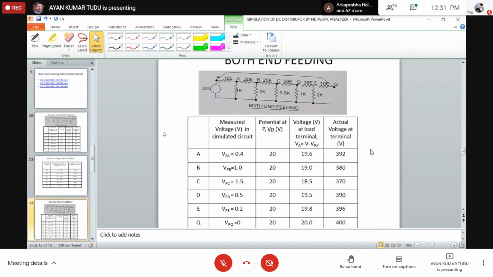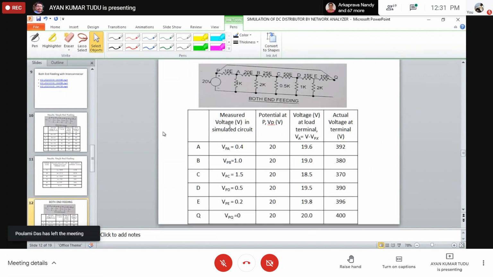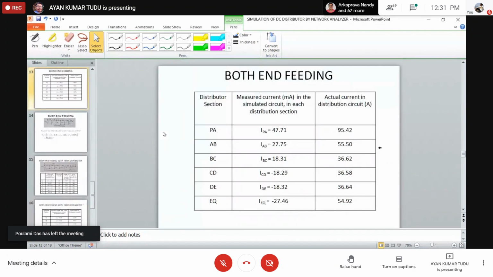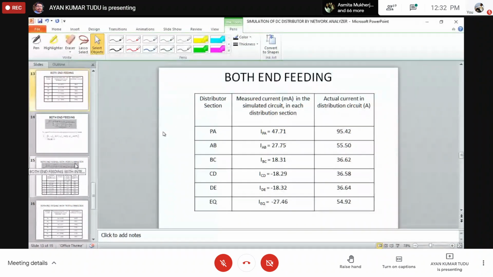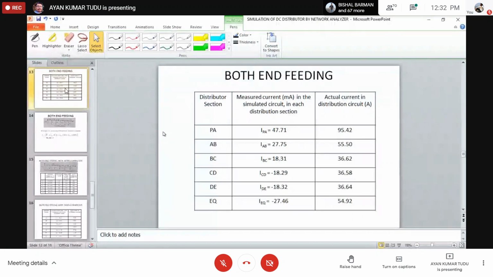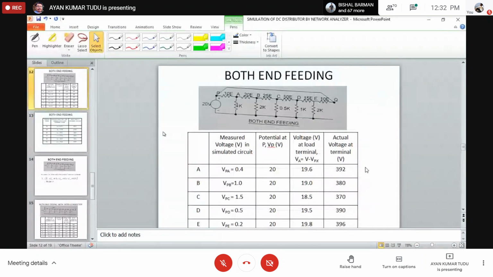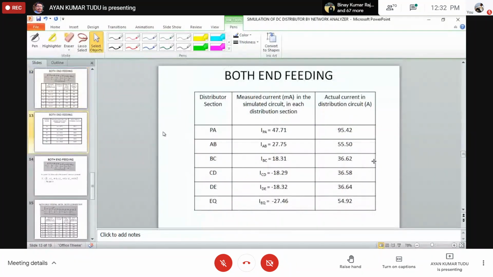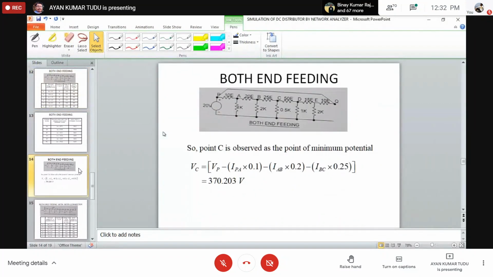Let us see that one also. So we measure these values also, VP and so on. So this is C, the current direction is changing from C. Since now the current is being fed from both ends, we can find out that C is the minimum potential point. I have done one thing for you also. C is obviously the minimum potential point, and the calculation is also shown.